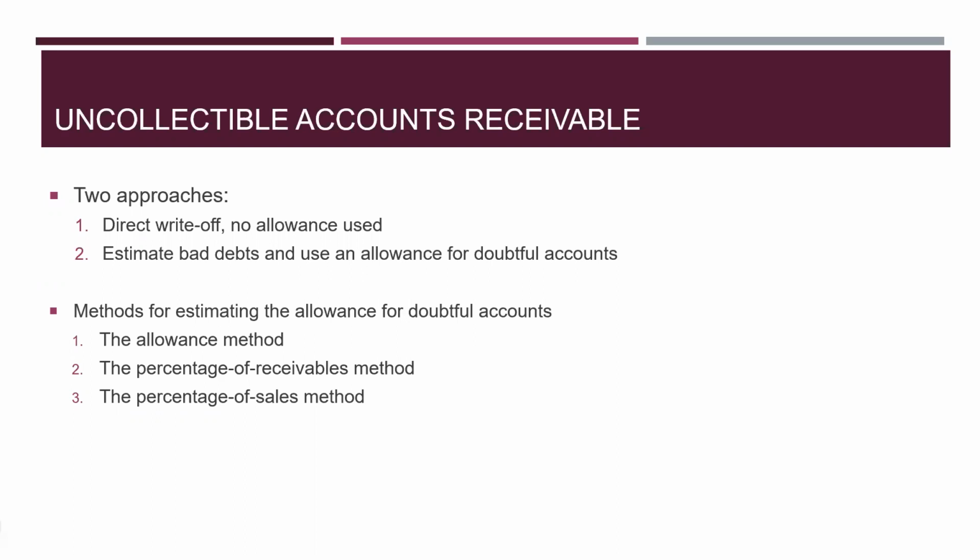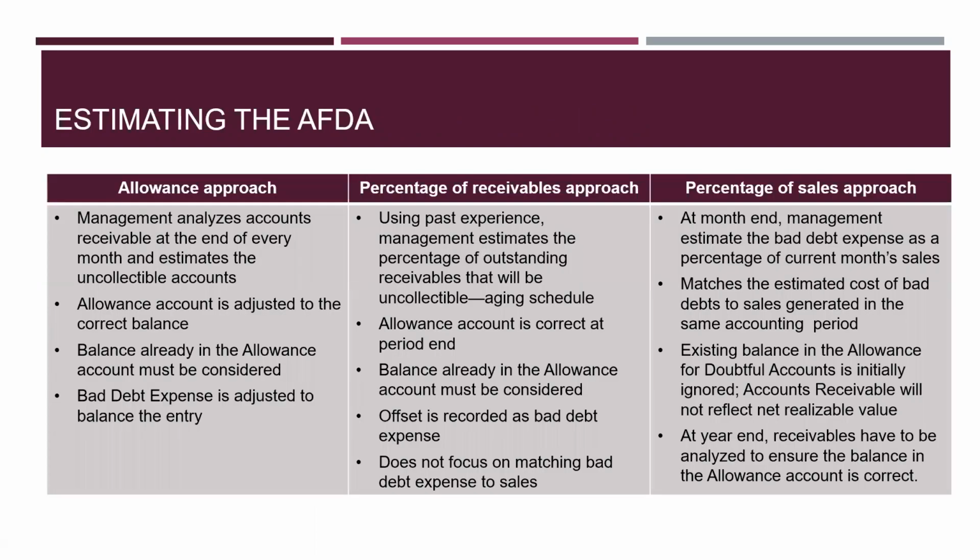And there are three ways that these allowance methods can be calculated: the allowance method, percent of receivable, and percent of sales. So let's look at these methods here. The allowance approach and the percent of receivable approach are very similar to each other. Under the allowance approach, the management is going to analyze the accounts receivable at the end of every month, and they will estimate the uncollectible accounts.